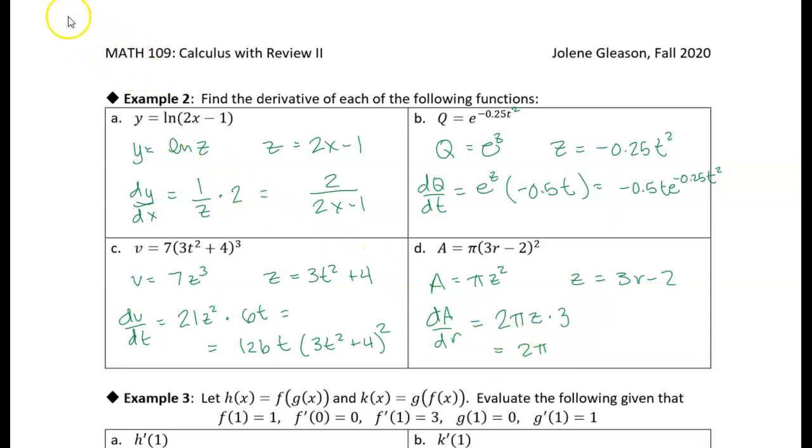Actually, why don't I combine the 2 and the 3? That would be better. I'll write it as 6 pi, and then times the quantity 3r minus 2. Don't forget your parentheses here. That's my final answer.